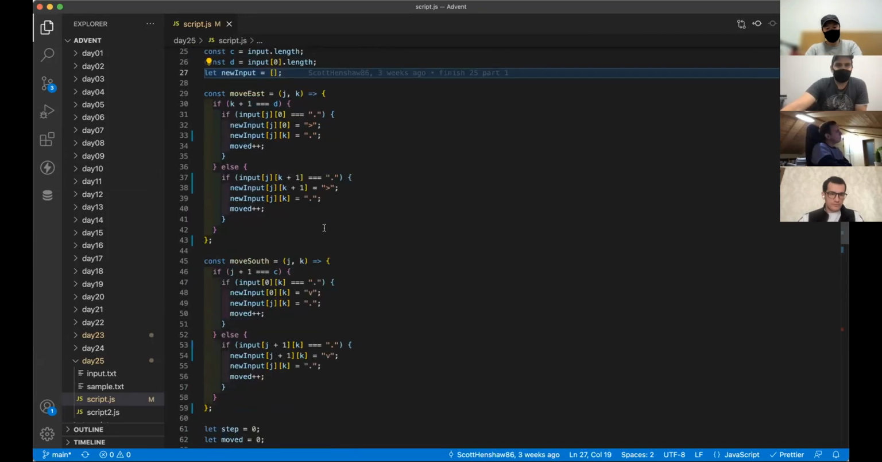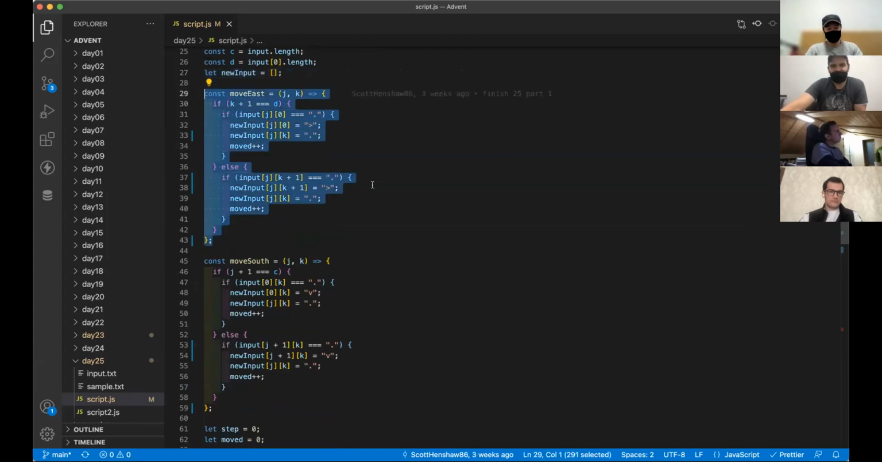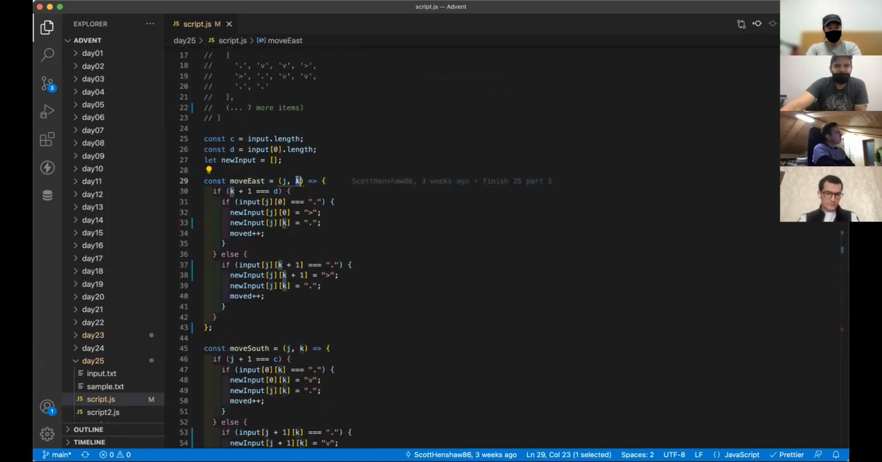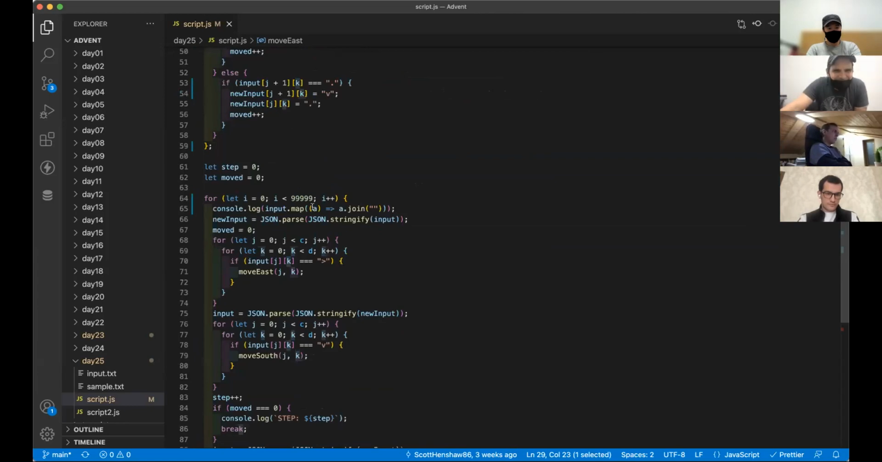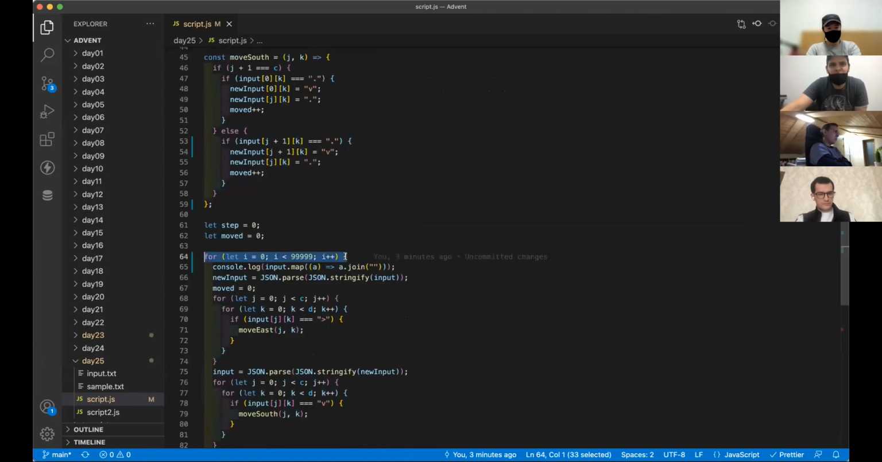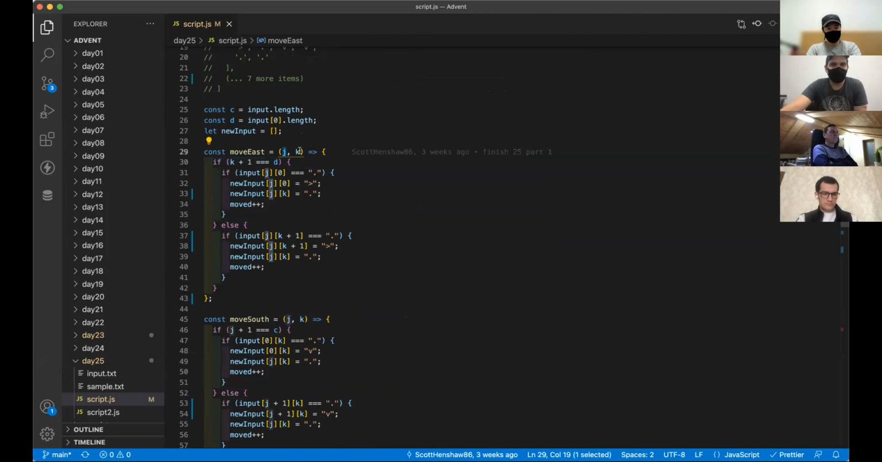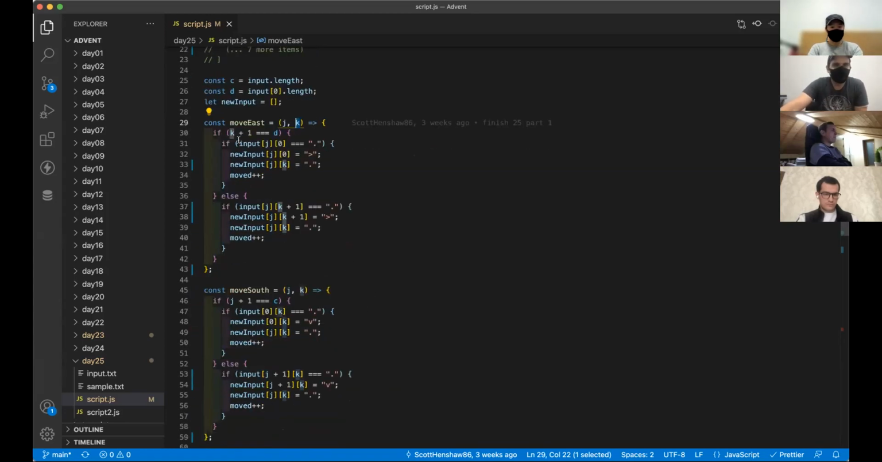And then I created separate functions for moving east and moving south. They're pretty much the same, so I'll just explain one. It's going to take in a J, so I think that's the column that I'm dealing with. And a K. What is K? I don't even know. Let me see. Okay, so J is going to be the row and K is going to be the column, because I used I for my number of steps that I'm running. So I have my row and my column, pretty much the index, the location of that little, what are these guys? Sea cucumbers, right?